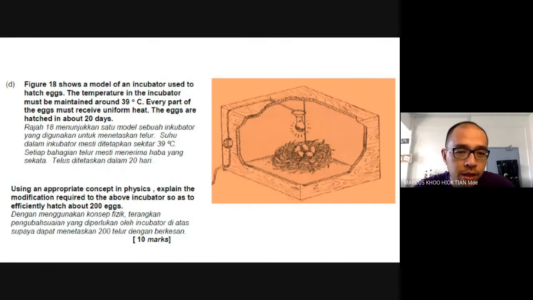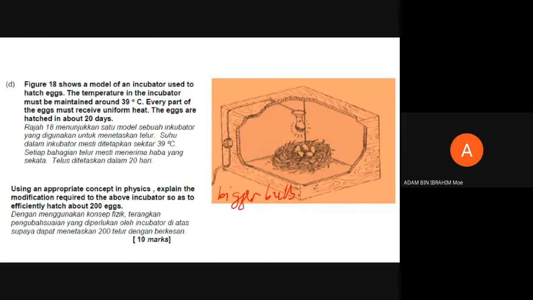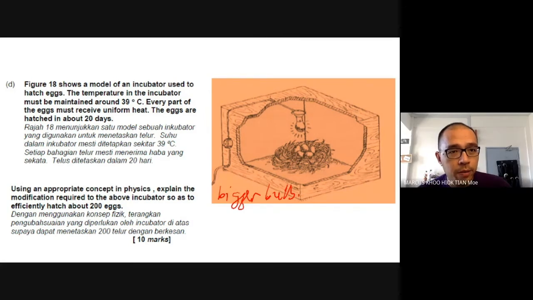Okay, I'm just gonna list it down here first. Bigger bulb. Okay. Why a bigger bulb? Because we produce higher heat energy. One of the important things that we want to do is to produce more heat, because we now have 200 eggs that we want to hatch. Thanks, Adam. So we want to produce more heat.